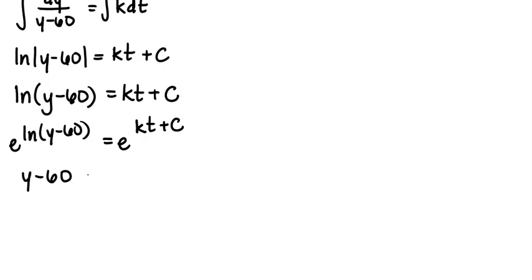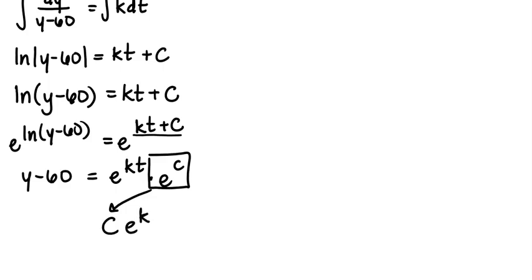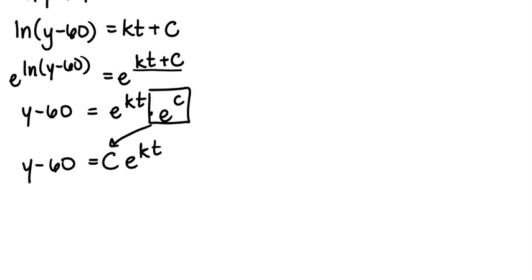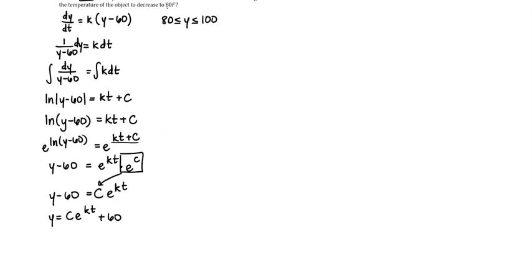On the right side of the equation, I'm going to use some rules of exponents to break up the sum that's in that exponent. I could write it as e to the kt multiplied by e to the c, because I know rules of exponents would tell me to add those exponents to get what we had before. And I did that because e to the c is just a constant, so I'm just going to call it c. I'm just going to put it as ce to the kt on that right side. So now I can finish solving for y and get that y is equal to ce to the kt plus 60.